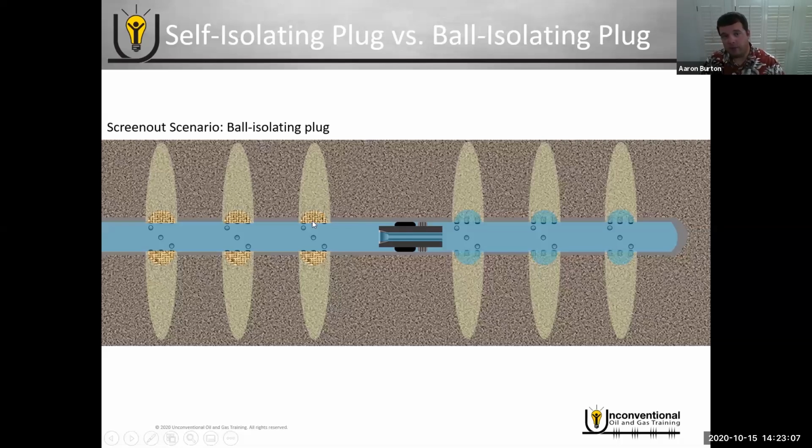Now, if that happens and you have the ball isolation plug, when you flow back, you don't have to just flow back through this second stage here. You can flow back that ball off seat, and you can also contribute flow back through the previously fractured stage as well. So it still is the most common way to set up these plugs, the ball isolation plug, just because it's a relatively cheap insurance policy. If something does go wrong, it just gives you a few more options.